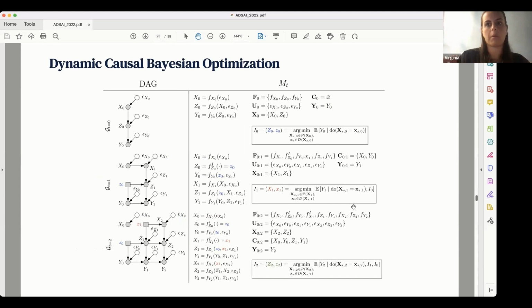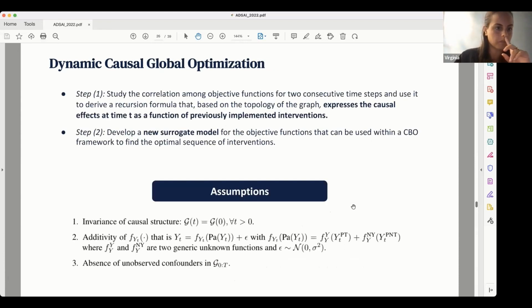So for example, just to make the problem a bit clearer, at the first time step, you're still solving a causal global optimization problem because we don't have interventions implemented in the past. Suppose now that we have found the optimal intervention to be on Z at level Z0, then we set this value and move to the next step. The optimization that we need to perform needs to account for the fact that we have implemented the intervention in the previous time step. And so the graph at time 0 is mutilated to reflect the optimal intervention found. And this goes on in time.